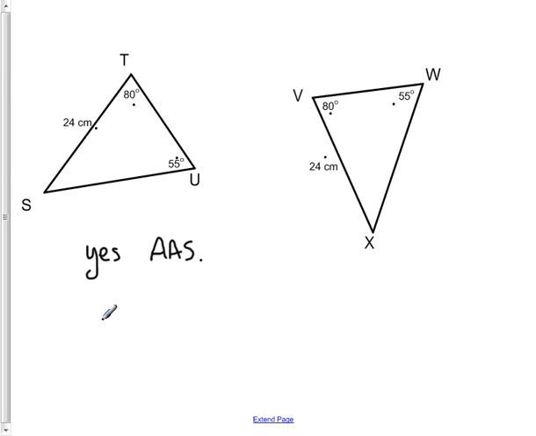Okay, now let's write a congruence statement. So I'm going to say triangle UTS is congruent to, and then we need to get the order right over here. So U is the 55, T is the 80, and then S is the one that we don't have a number on. So that would be triangle WVX. All right. Hopefully this helped you understand using triangle congruence a little bit better. On to the next video, which is triangle congruence proofs.